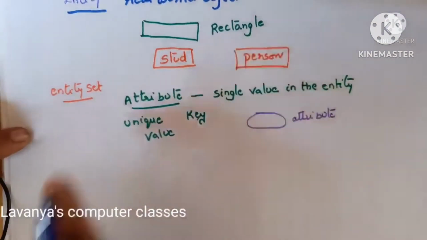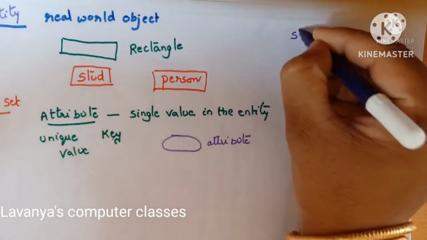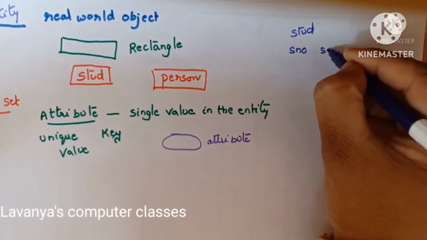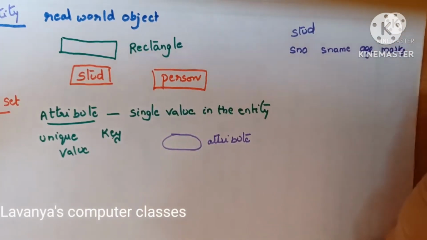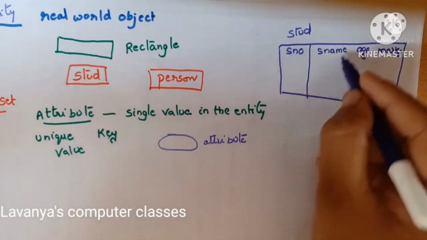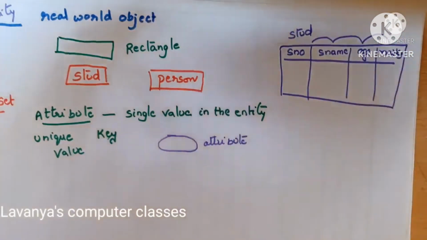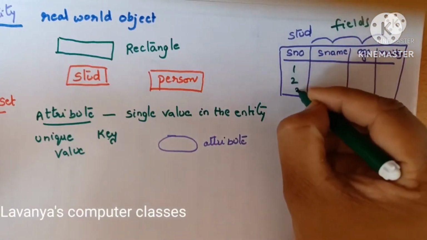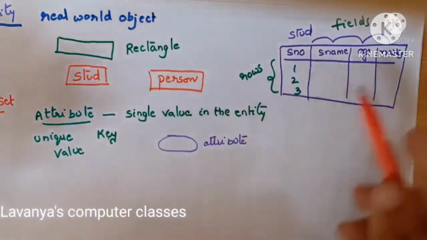For example, student. Already in the previous videos I explained the student table. The student table contains fields like the serial number, student name, age and marks. This is the table structure, database structure. Table means collection of rows and columns. These all are known as fields, and these horizontal lines are called as rows or records.